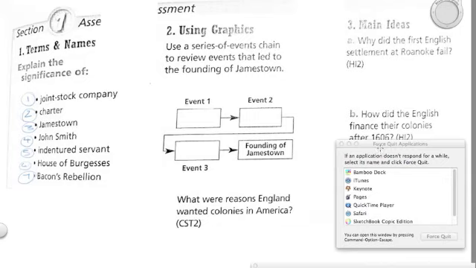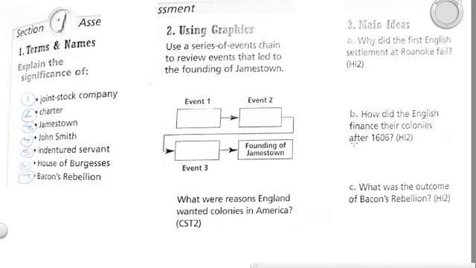So, we also have some questions here. Why did the first English settlement at Roanoke fail? And how did the English finance their colonies after 1606? And what was the outcome of Bacon's Rebellion? So again, I like to start backwards, so let's do the main ideas first.